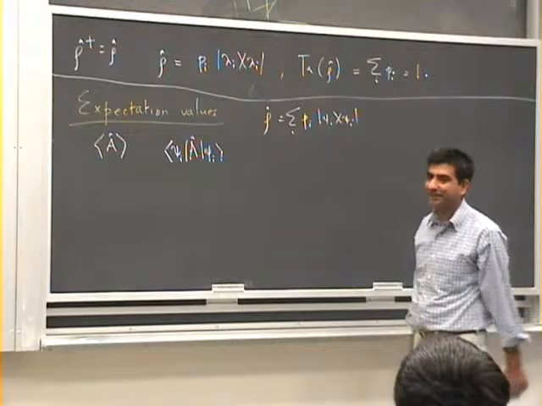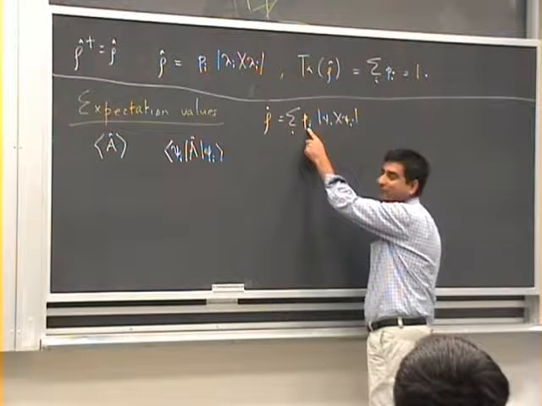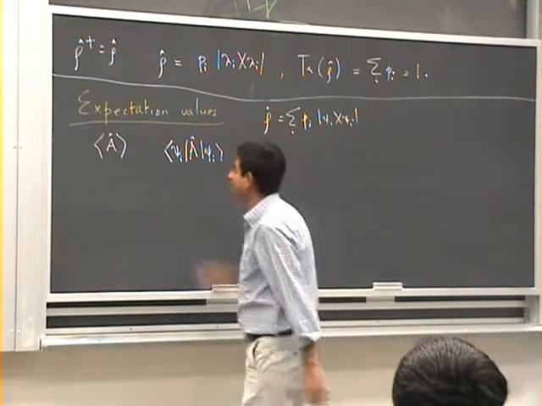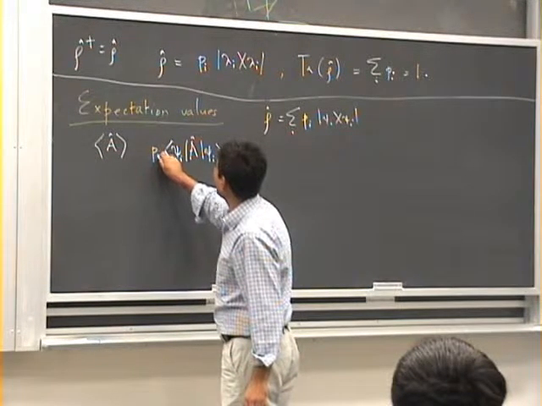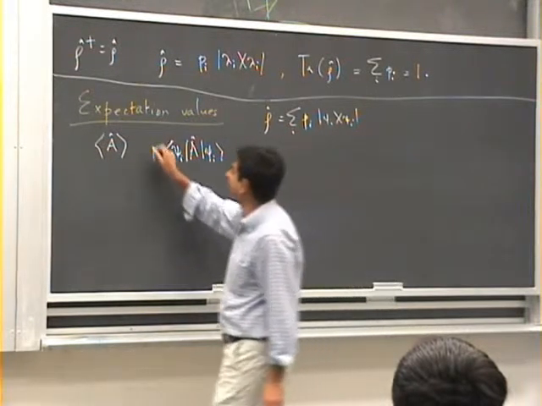But now I have a mixed state. So with each state I have a probability. What I would like to do is take this expectation value in state ψ_i, multiply it with the probability that I have the state ψ_i, and take the sum.